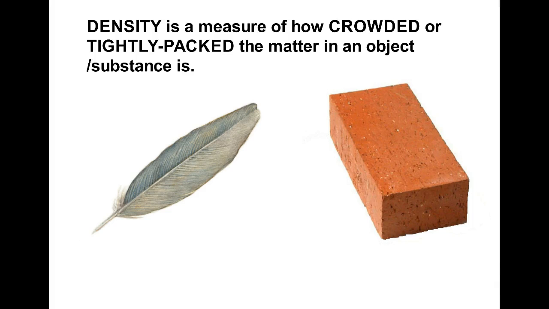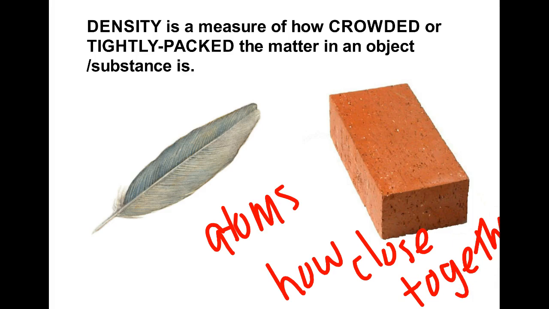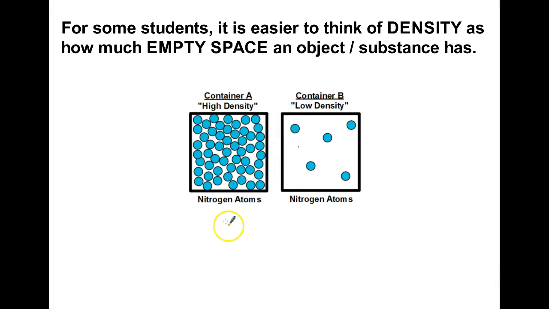Now, while mathematically that is very handy, and we will use that formula to calculate a substance's density, a better way to think about density, in my opinion, is to think about what it really means. When I think about density, I think about how crowded or how tightly packed the matter or the atoms in a substance are. So how close together are the atoms? I think it's very handy to think about it in terms of what the atoms are doing.